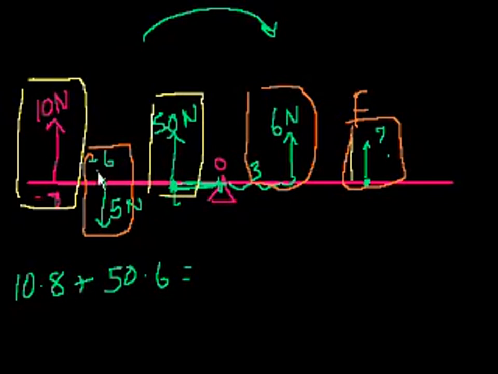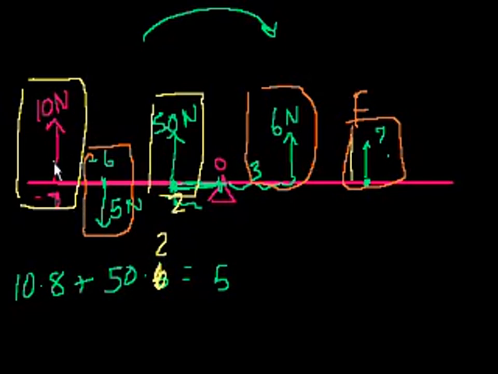So clockwise moments, let's see. We have 5 newtons that's going clockwise times 6. Actually, was this 6? No, if this is 6, I must have written some other number here that I can't read now. How far did I say this was? I don't know. Let's say that this is 2. It's negative 2, because that's what it looks like. I apologize for confusing you.